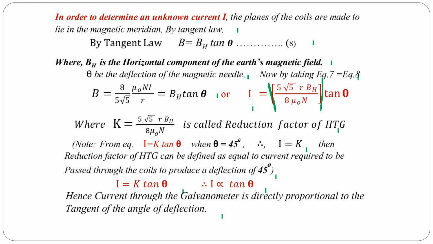Dear students, in this explanation of the construction of the Helmholtz tangent galvanometer and then the theory, we started with explaining the construction and then we started the theory and finally we arrived at I is proportional to tan theta. In between, we have come across many mathematical equations which you will become perfect in only after going through the equations again and again, understanding the concept and writing them.